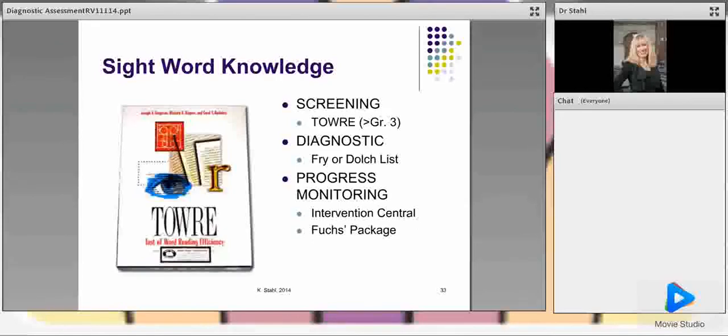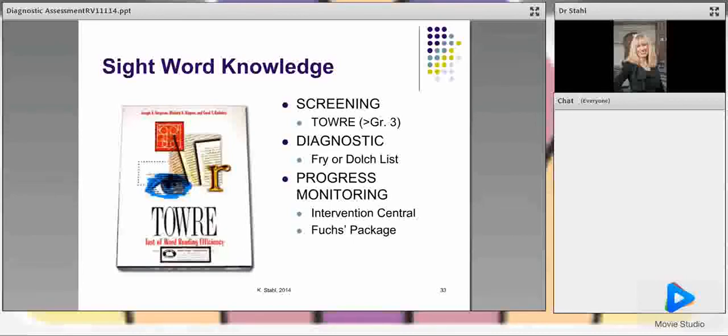It can't really be used diagnostically, though, again, because it's just a list of words and you don't want to teach those words. So for older children, I would then go to instruction of those Fry words, then progress monitoring using Intervention Central and some of the high-frequency words available by Fuchs.